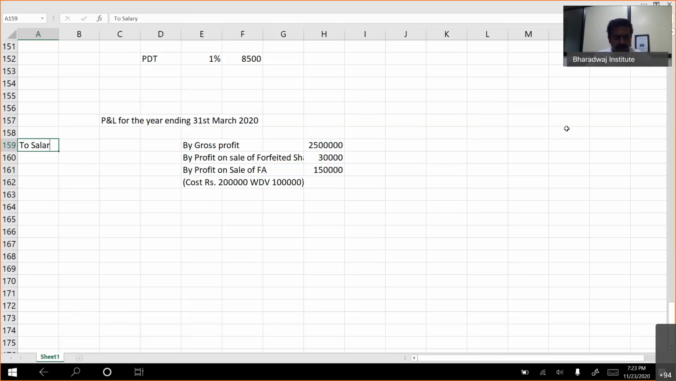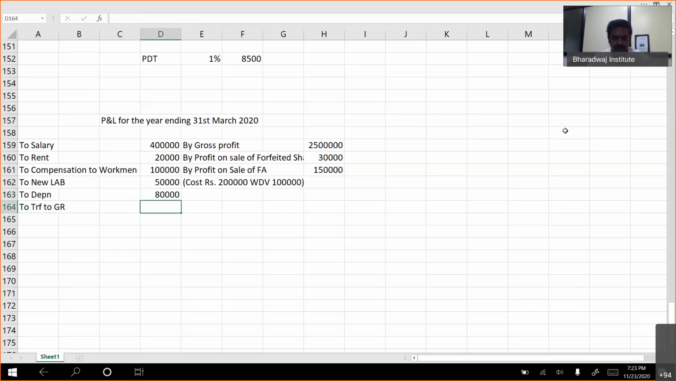To salary 4 lakhs. To rent 2 lakhs 20,000. To compensation to workmen 1 lakh. To new laboratory 50,000. To depreciation 80,000. To transfer to reserve. Sir, how will this come? They will give it to confuse, that's all.